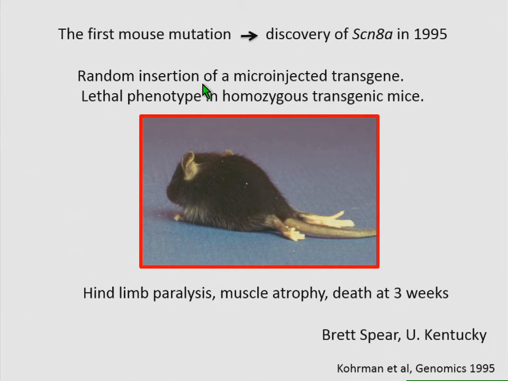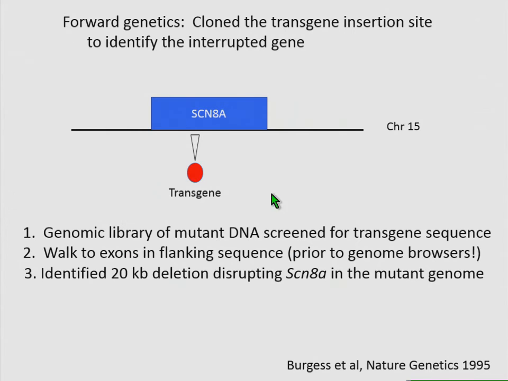And this mutant was caused by random insertion of a microinjected transgene, and it was lethal in homozygotes. And you can see here that this mouse is dragging his hind limbs. The hind limbs are paralyzed, and there's tremendous muscle atrophy due to lack of stimulation of the muscle by the nerve. And we were able to clone this gene, taking advantage of the fact that we knew what the transgene was that we had put into the mouse to begin with. So by forward genetics, we made a genomic library from the mutant DNA, screened it for the transgene sequences, and that took us to the flanking sequence, and we found that there was a 20 kb deletion in this gene.